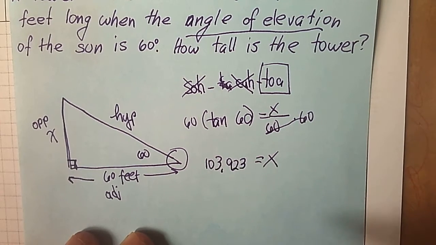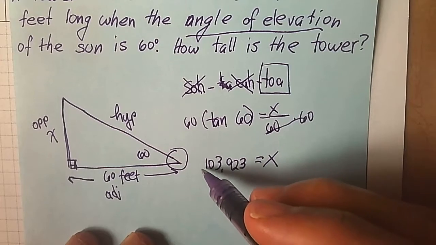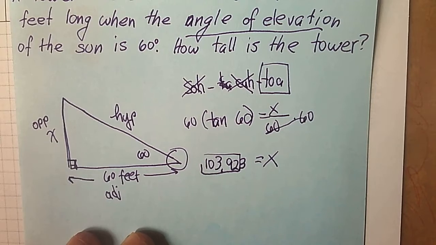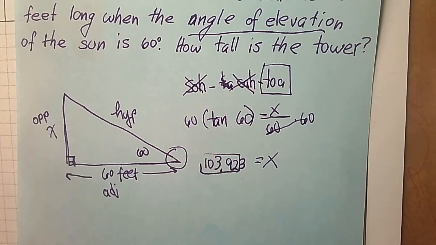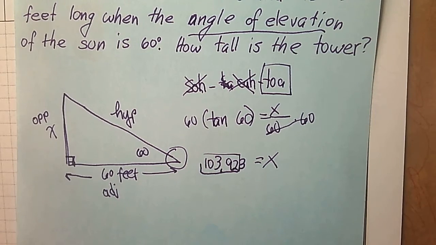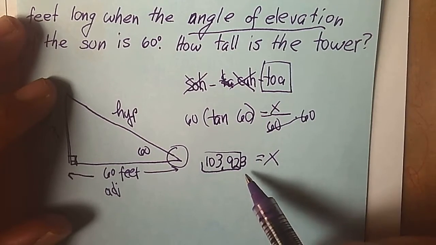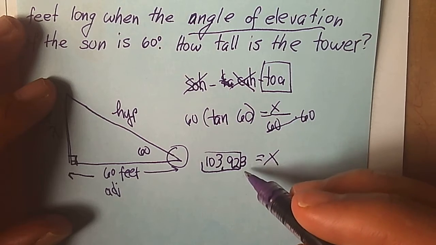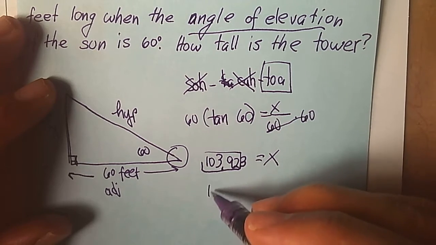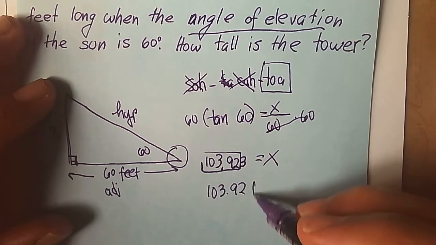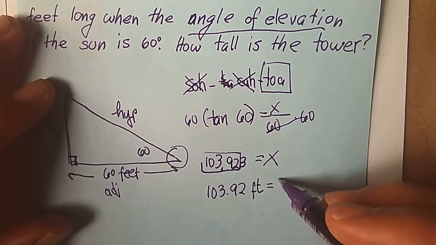103.923. Now it's time to round the answer to the nearest hundredth place. This is the hundredths place. So the question is whether it's going to be 103.92 or 103.93. Basically, does that number stay the same or change? It depends on the next digit. So no, it's not going to change. It stays the same because it's not 5 or larger. It's small, so it will stay the same. 103.92 feet. That is the value of x.